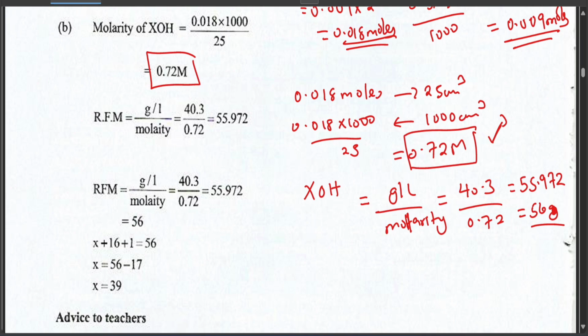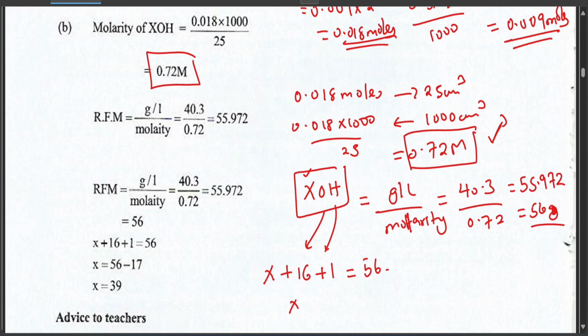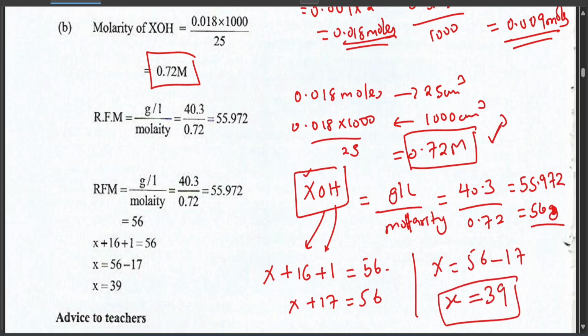But we didn't find for X. This is just the total RFM for XOH. So what do you need to do? We don't know the RAM for X, therefore let it be X. The RAM for O is 16. The RAM for hydrogen is 1. The RAM for oxygen, remember, is 16, and hydrogen is 1. So it should sum up to the 56 that we found out. That is the RFM for X hydroxide. So X plus 17 equal to 56. So therefore X is equal to 56 minus 17. X is equal to 39. So that was very simple.